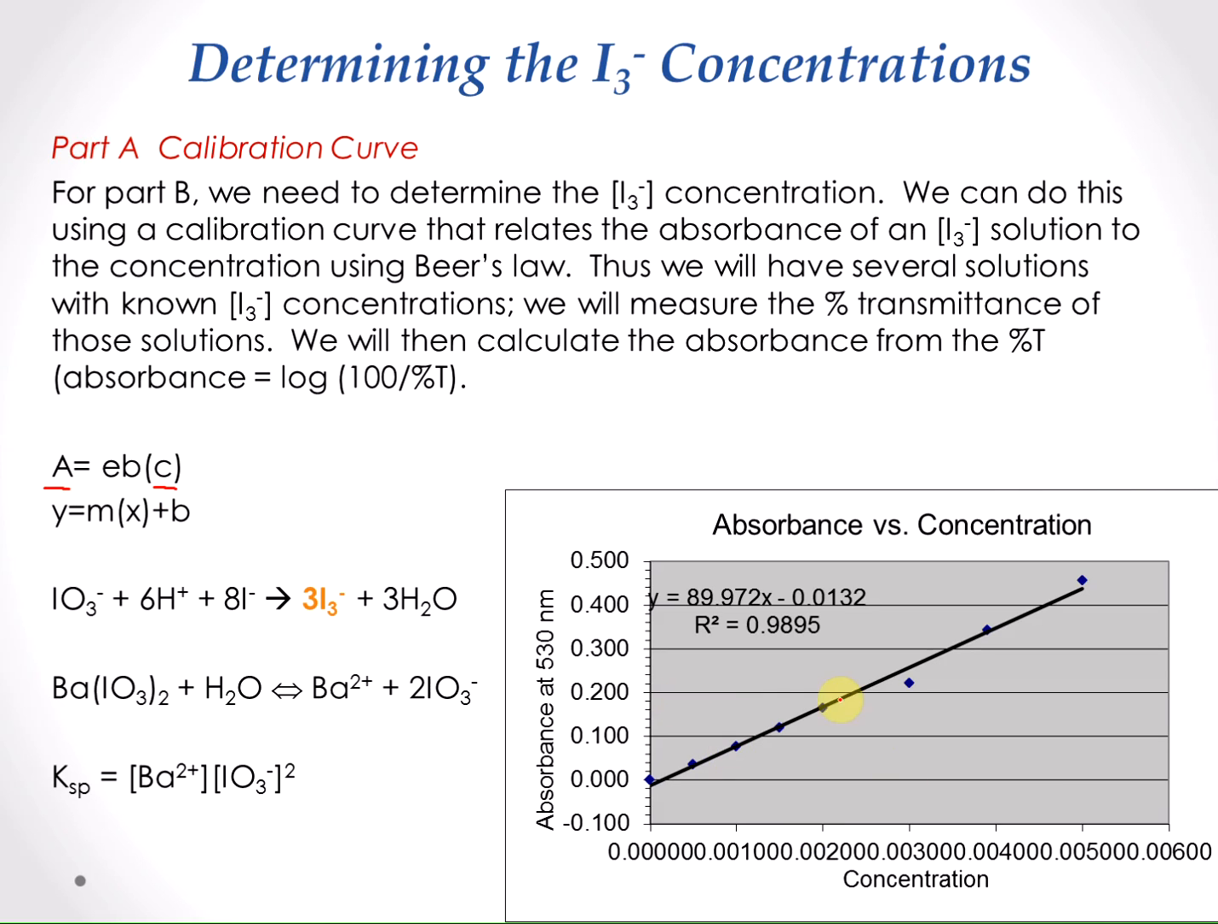So once we have this calibration curve, we will be able to measure the absorbance of the triiodide solution of our unknowns. From the absorbance values, we'll be able to calculate the concentration from our trend line. Once we have the concentration of our triiodide, we can back calculate the concentration of our iodate because it's a 3-to-1 mole ratio. Once we have the iodate concentration, we can also calculate the barium concentration because that's a 2-to-1 mole ratio, and we can substitute those values into our KSP equation to find the KSP values at a particular temperature. Now remember, when we're using the Spec 20s, we're going to be determining the percent transmittance of the solution, and then we're going to calculate the absorbance using the equation where absorbance equals log of 100 over percent T.